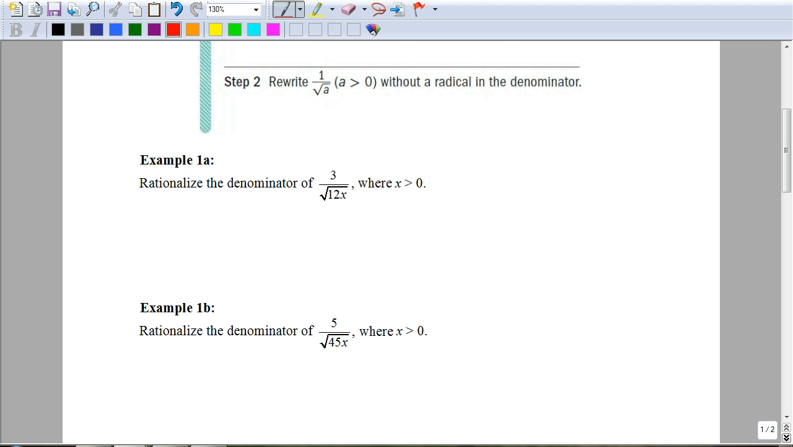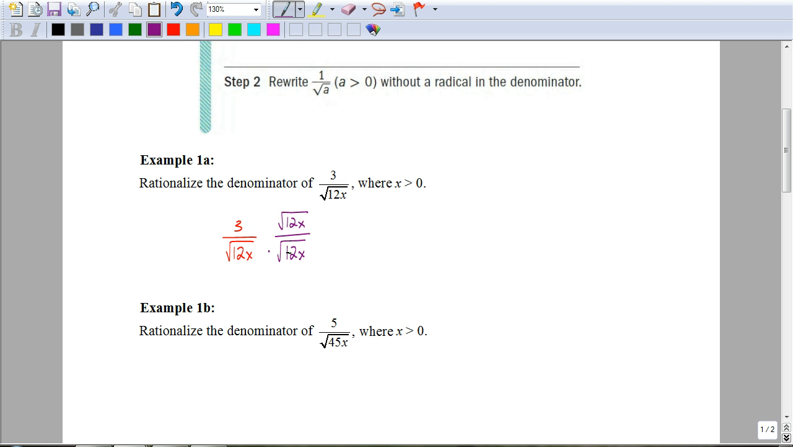The only way for me to do that is to multiply the numerator and the denominator by the same thing. We're going to multiply the bottom and the top by the square root of 12x. Doing so is not going to change the value at all, because square root of 12x over the square root of 12x is essentially, if I simplify just that purple part, that's just 1. So what I'm doing is multiplying 3 divided by the square root of 12x by 1. I'm not changing the value, but I'm going to change how it looks.